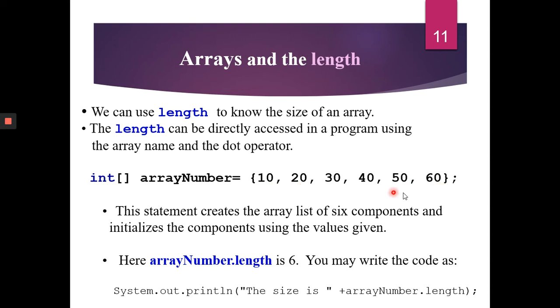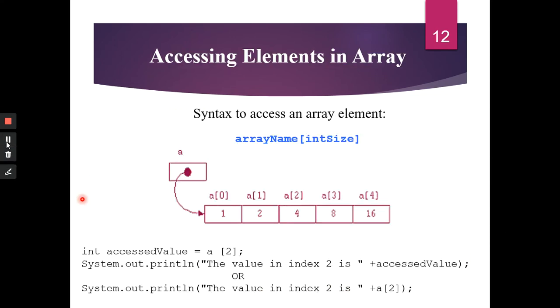Now you want to know what is the size through coding. When looking at this one, you already know it is 6. But through coding, what you have to do is you use the dot length. So, for example, SOP, the size is array number dot length. So, what is your array name? Dot length. So, finally, your output will be the size is 6.